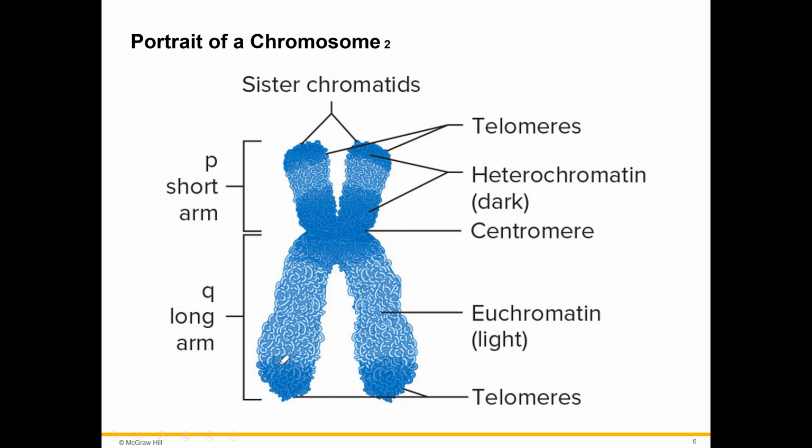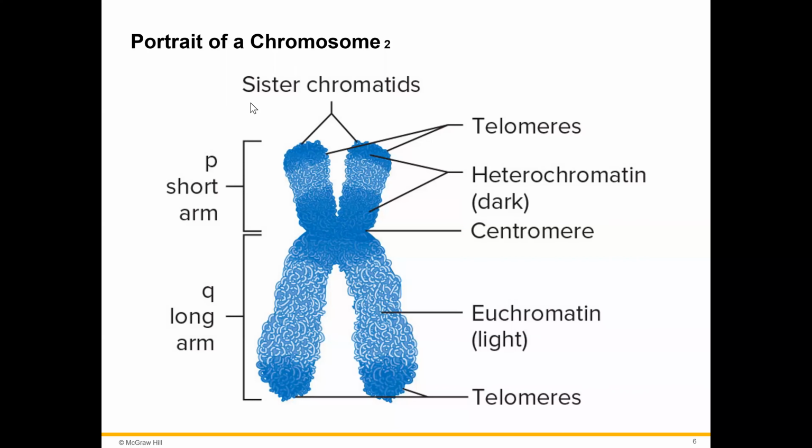Now, chromosomes are made of chromatin, right? The chromatin is made of DNA, proteins, and a small amount of RNA. The ends of the chromosomes are called telomeres, right? So you have telomeres on both ends. In the center, we have the centromere, and we have different types of chromatin. We have heterochromatin that is colored in a darker color. When we stain a chromosome, it appears dark. And we have euchromatin that's stained lighter.